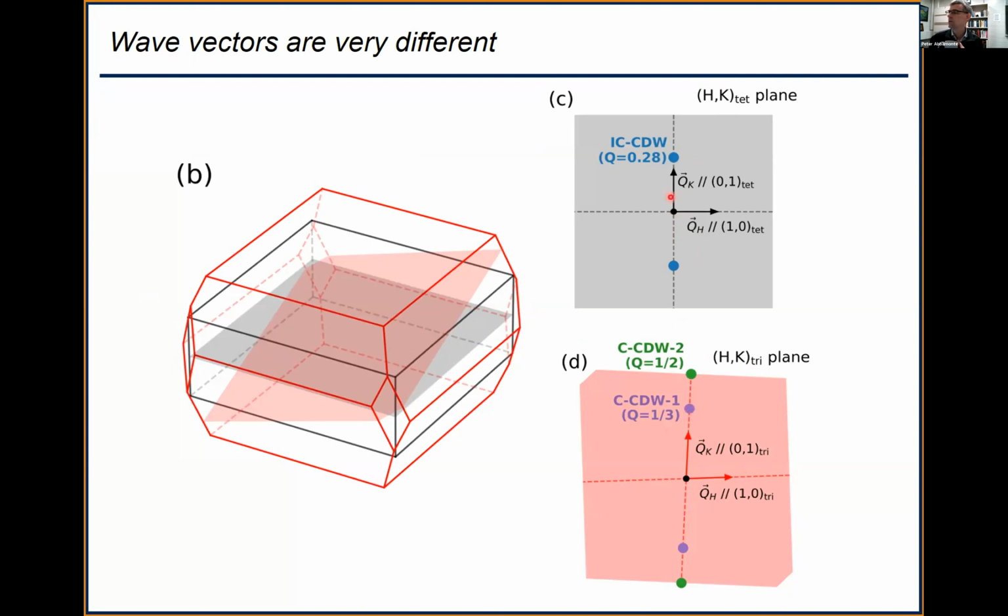So even though the Miller indices are very similar, these two CDWs are about 20 degrees apart. So they're completely different charge density waves. I can talk more about that if you like. So don't let the indices fool you. They're really different. It's not a commensurate-incommensurate transition. They're really completely different phenomena.